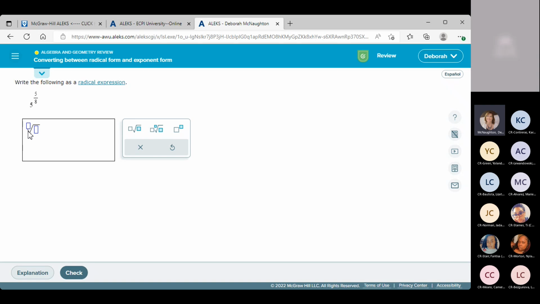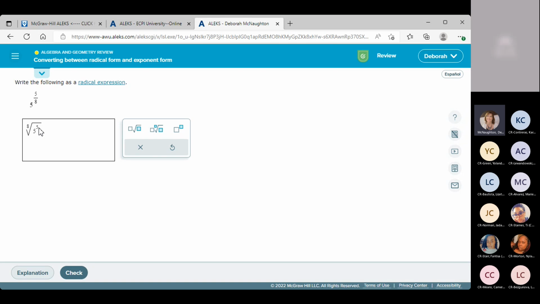So the denominator is the root, and then 5 raised to the, you can use this, raised to the 5th. So it can be written as the 8th root of 5 to the 5th. So again, this is my base, 5, and this is my power, and this is my root. So it's the 8th root of 5 to the 5th.